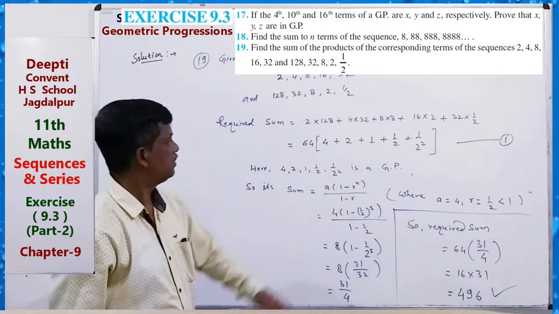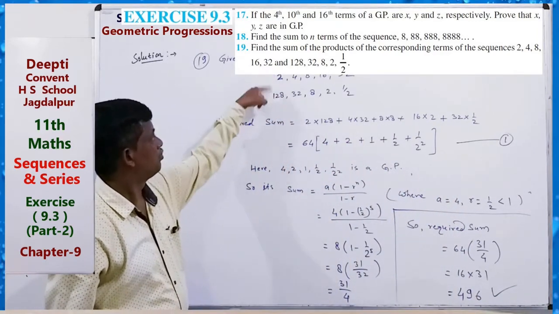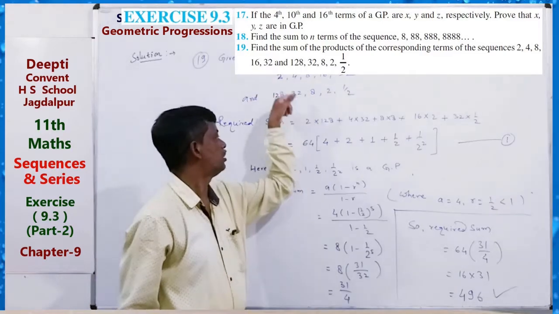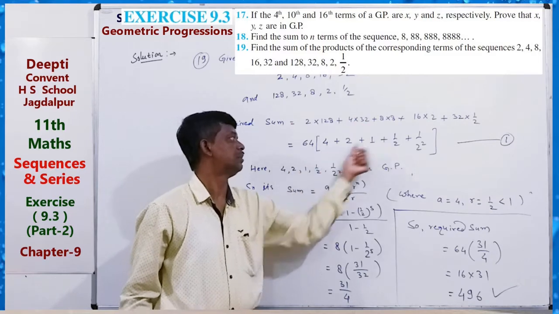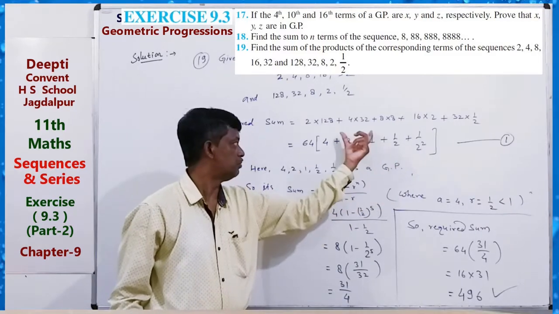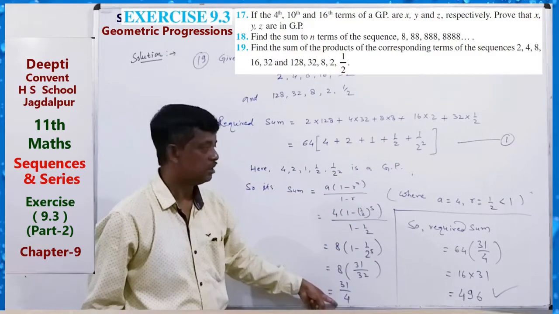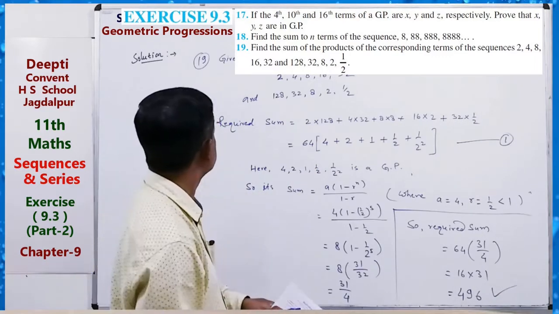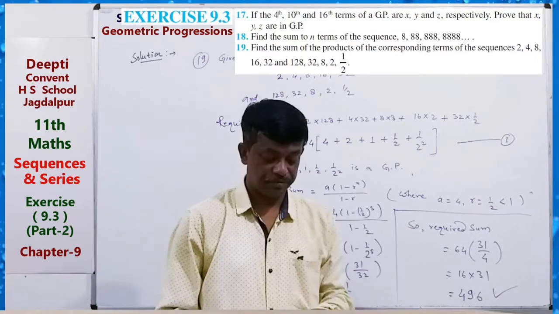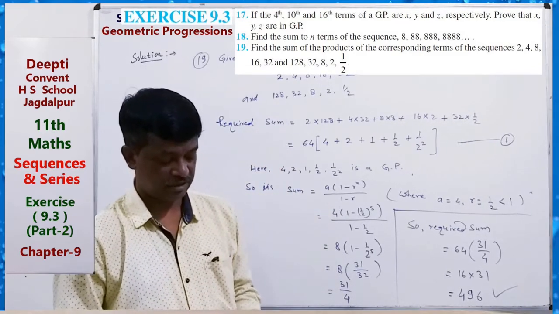Clear? So the main thing is this: take the product of corresponding terms, take the common factor out, and the inner part is a GP. The sum of this is this, and this into this is the required sum. So that was question 19. Now question 20.